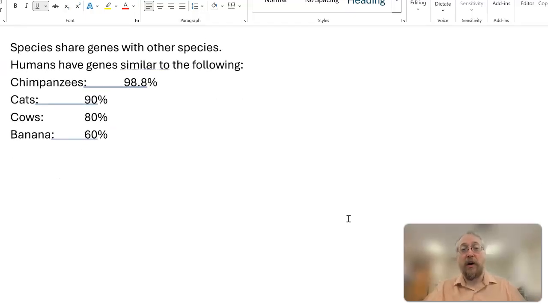Species share genes with other species, humans having similar genes to these sample species. We share 98.8% of our DNA with chimpanzees, 90% with cats, 80% with cows, and 60% with bananas.